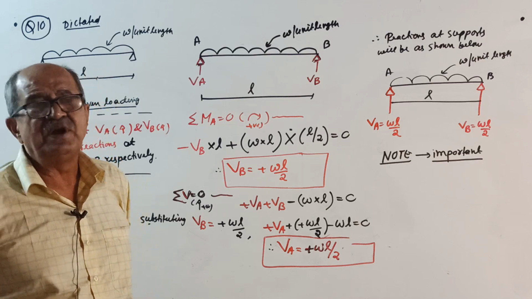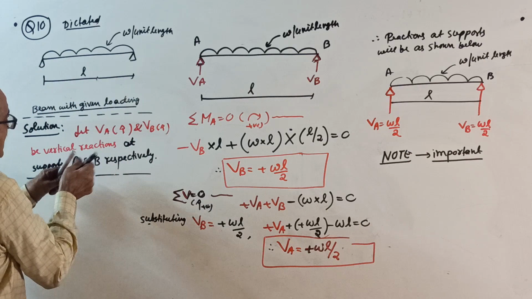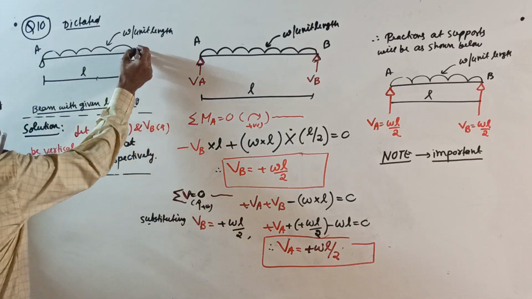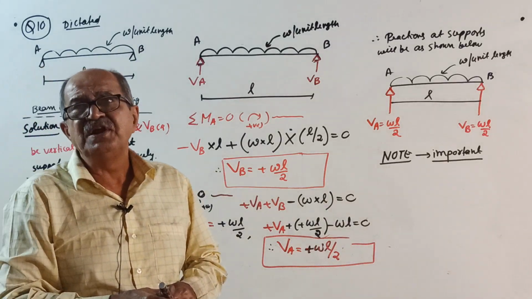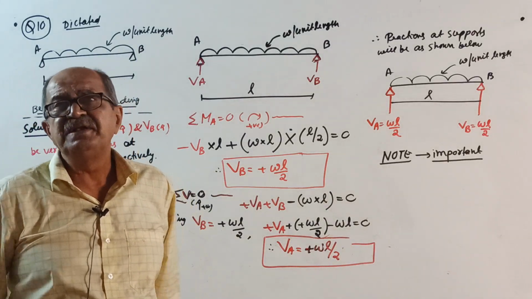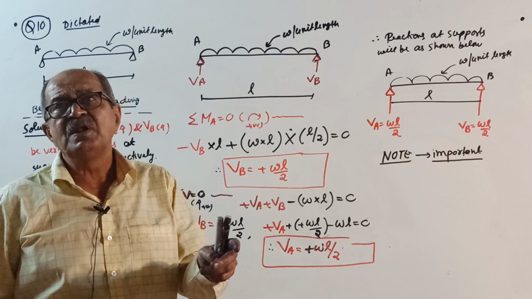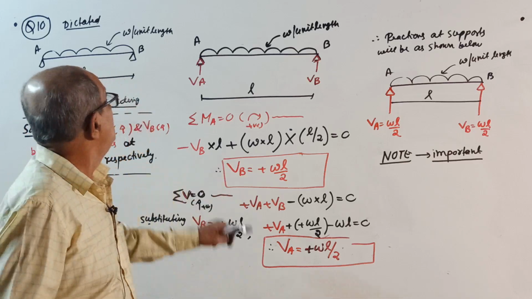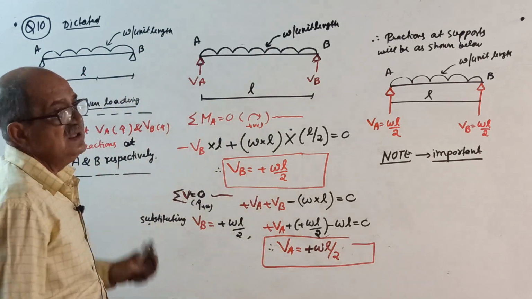A simply supported beam of span L, I will call the beam AB. This is my choice. It is subjected to uniformly distributed load of intensity W per unit length over the entire span.